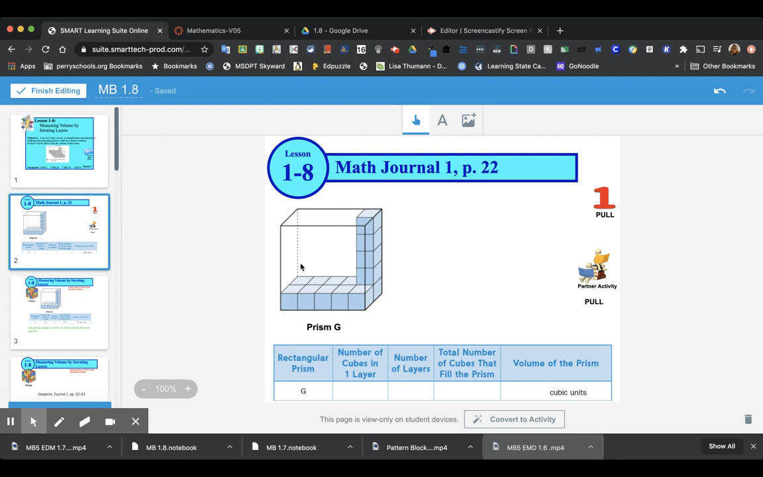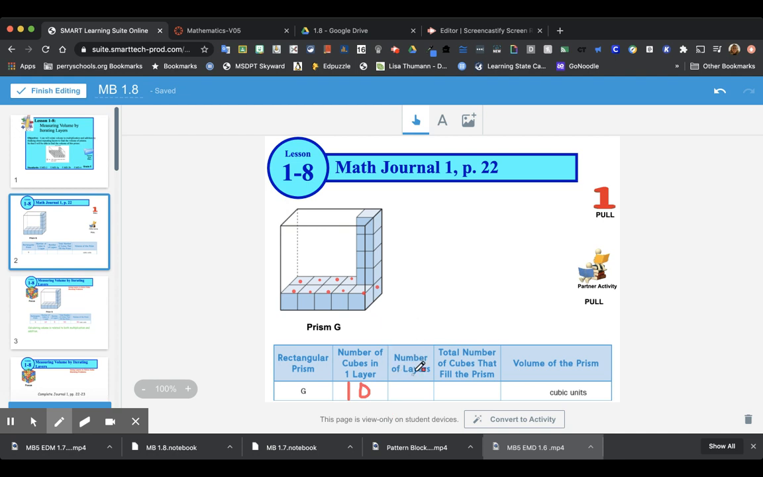I'm going to show you how I work with this prism, and this should be building off of yesterday's work in lesson 1.7. We're going to fill out this chart together, and again, we're on page 22 in your math journal. I'm going to look at the number of cubes in a layer. I see that they have the entire base of G filled, so this one is pretty straightforward. We should be able to count 1, 2, 3, 4, 5, 6, 7, 8, 9, and 10. 10 cubes in the first layer.